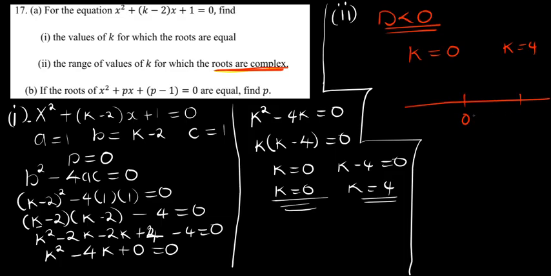Here you put 0, and here you put what? 4, like that. After doing that, now let's test. We get the values on this side that are less than 0. What are the values that are less than 0? We can have 1. Okay, let me put 1 in this equation, which is the one that you have calculated.